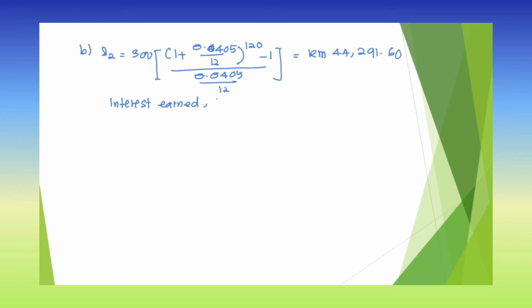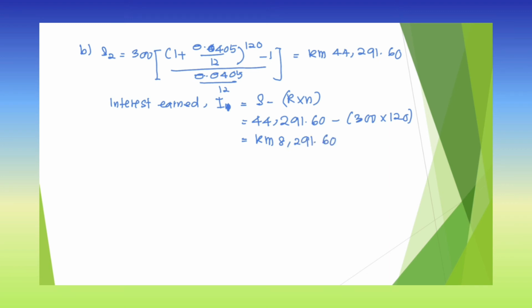So the interest earned for this case, let's say I1. I1 is S minus R times N. So S here is 44,291 and 60 cents minus R 300 times 120. So the interest earned is RM 8,291 and 60 cents.